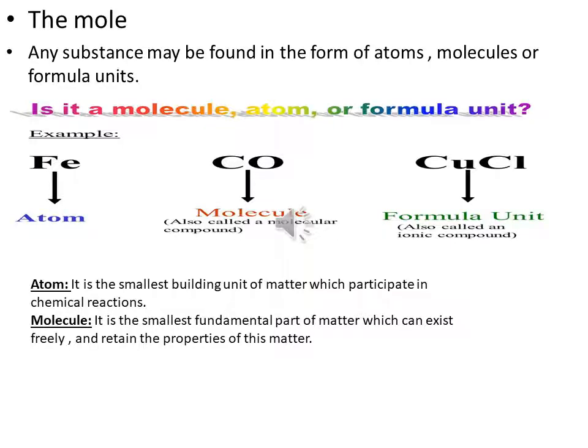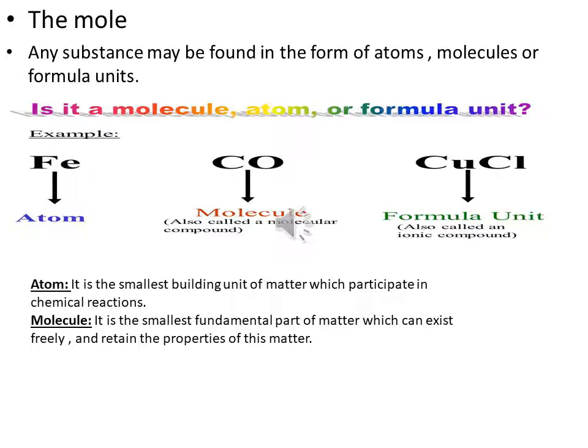The mole. Any substance may be found in the form of atoms, molecules, or formula units. Example, Fe is called a single atom. CO is called a molecule. CuCl is called a formula unit because it's an ionic compound.